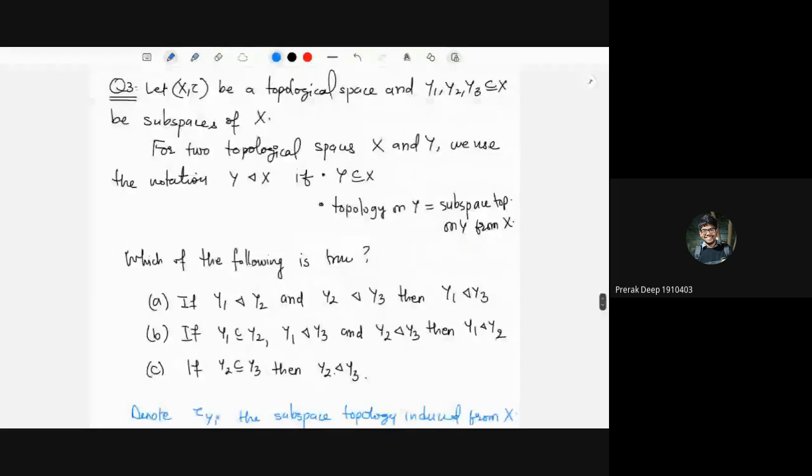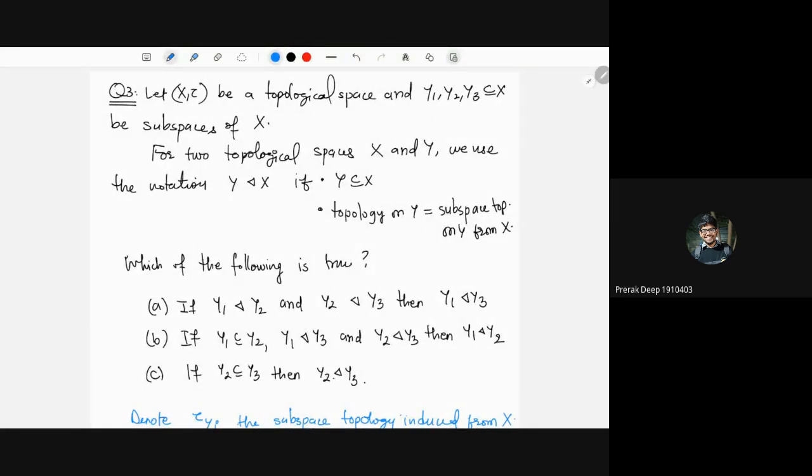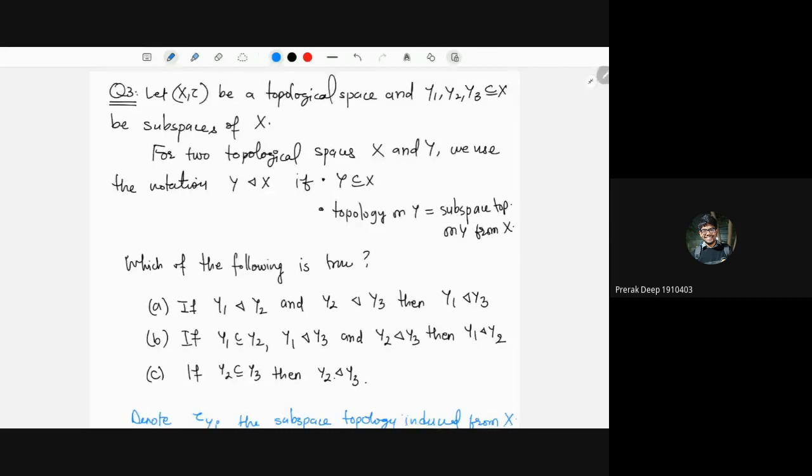We are discussing this problem where (X, tau) is a topological space, and Y1, Y2, Y3 are subspaces of X. Given two topological spaces X and Y, we use this notation if the topology on Y is equal to the subspace topology on Y induced from X, and Y is a proper subset, Y is a subset of X. Then we need to show which of the following is true.